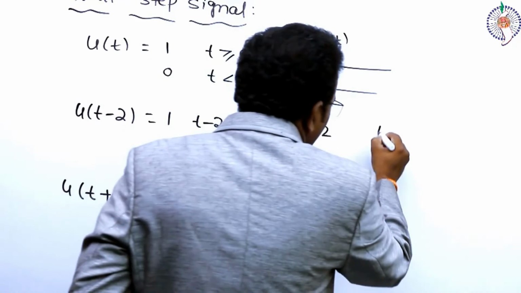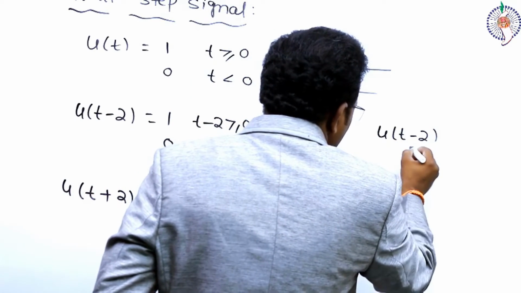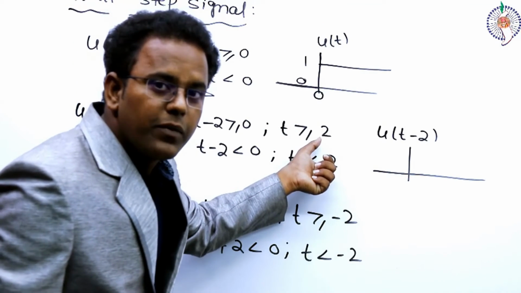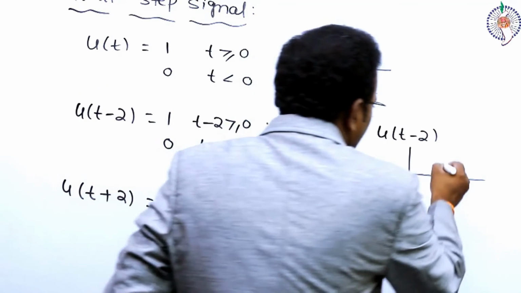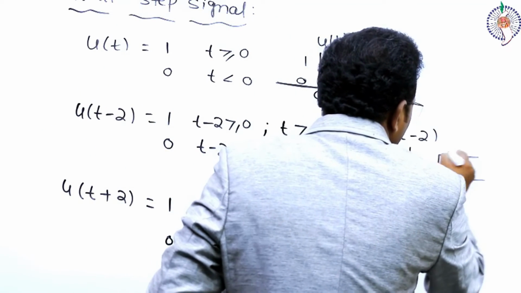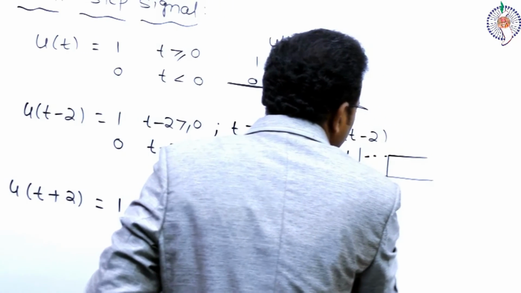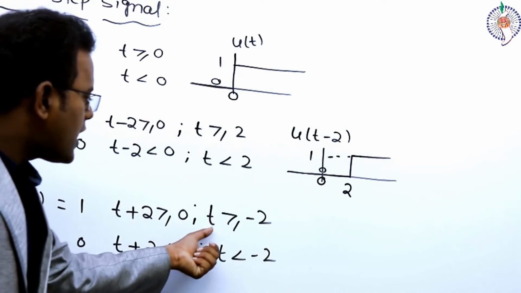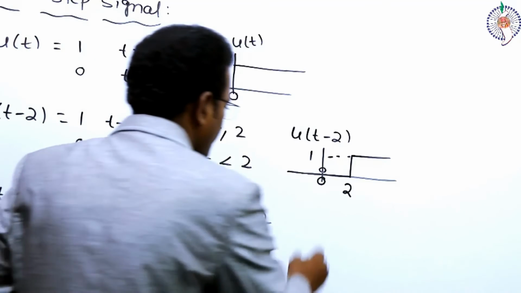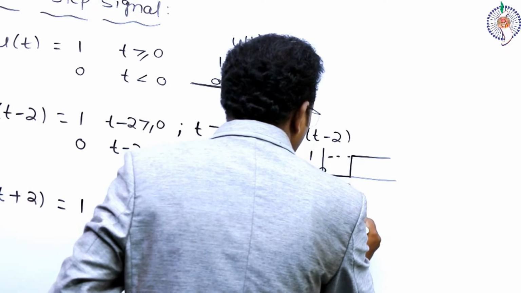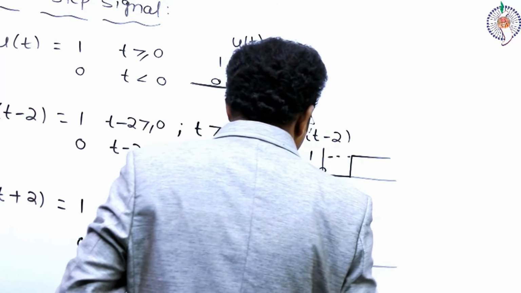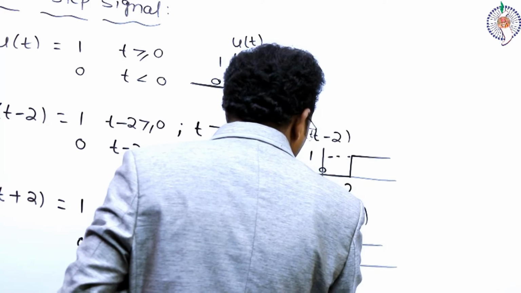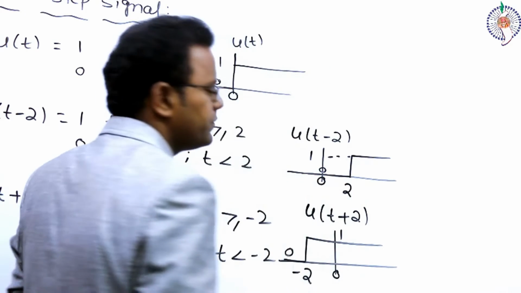If I draw the graph of u of t minus 2, yes, it is starting from where? Please respond. It is starting from t equal to 2 onwards. From t equal to 2 onwards, its values are 1. And this one, starting from where? Minus 2 onwards. So u of t plus 2 starts from minus 2 onwards, its values are 1, before that its values are 0.